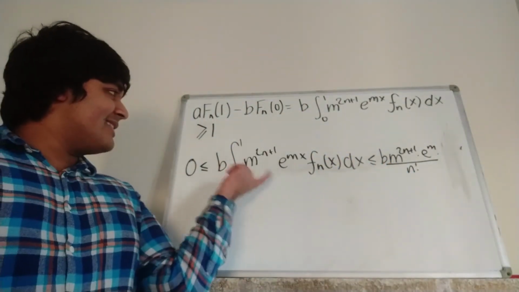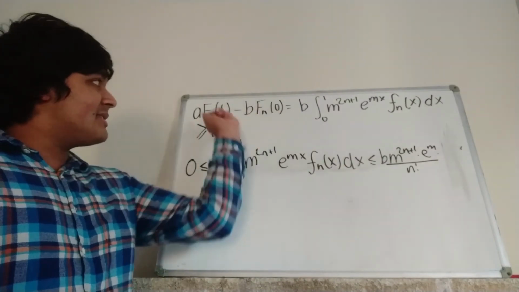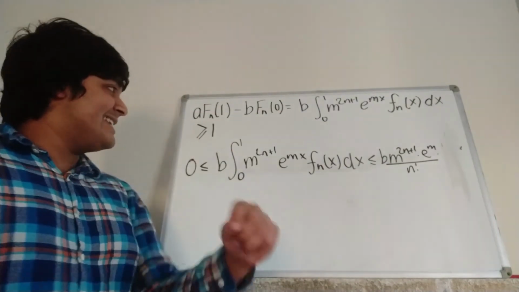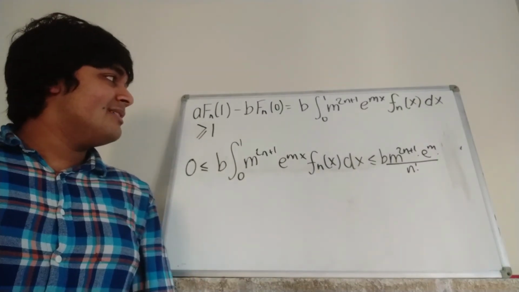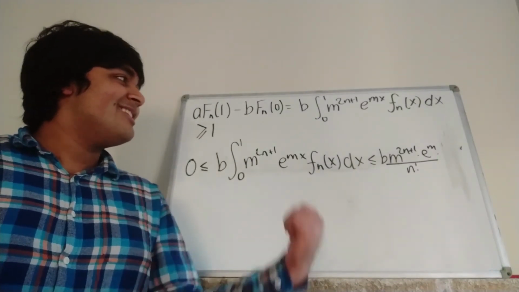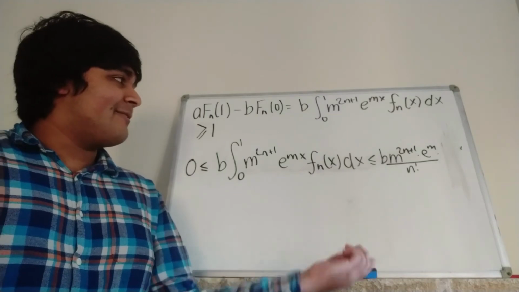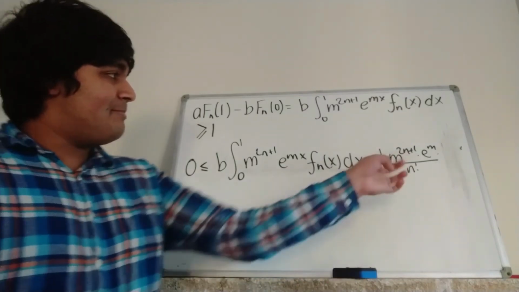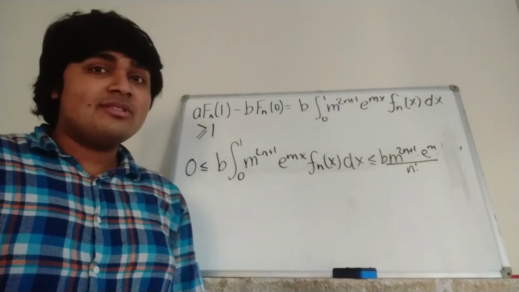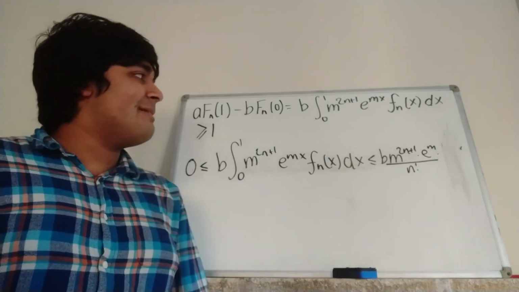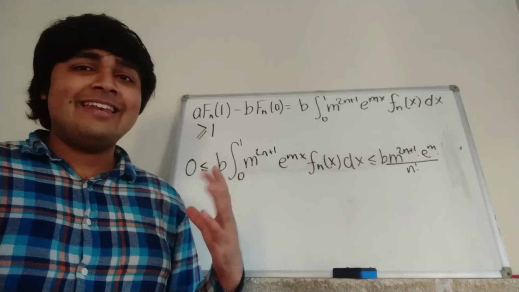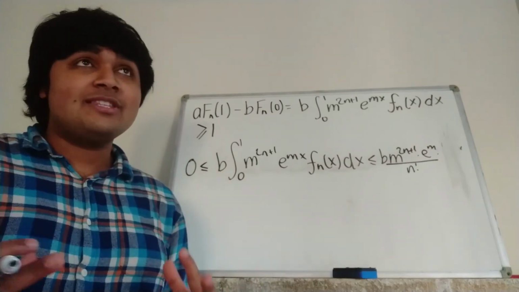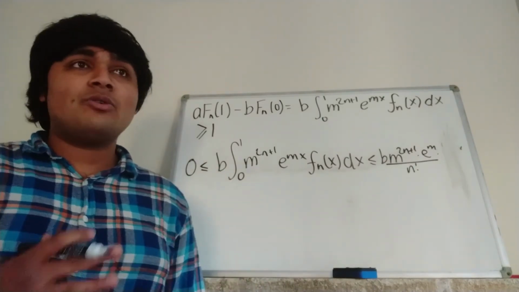Okay, so we get that this integral here, which remember is this quantity here, which I'm claiming is at least 1, is bounded above by b times m to the 2n plus 1 times e to the m, all divided by n factorial. Now here b and e to the m are just constants, but notice we've got an m to the 2n plus 1 divided by n factorial. Now we haven't actually talked too much about n, but it's just some arbitrary positive integer, and we can choose it to be as big or as small as we want.